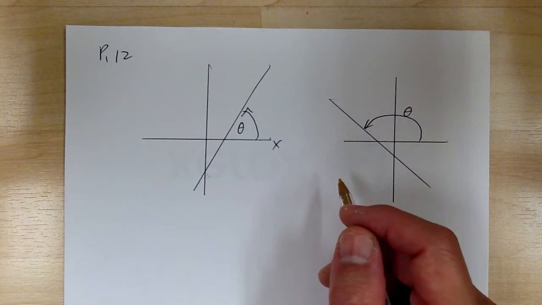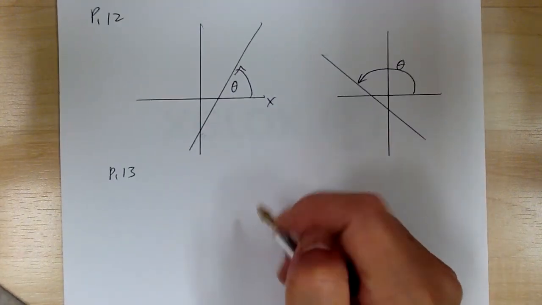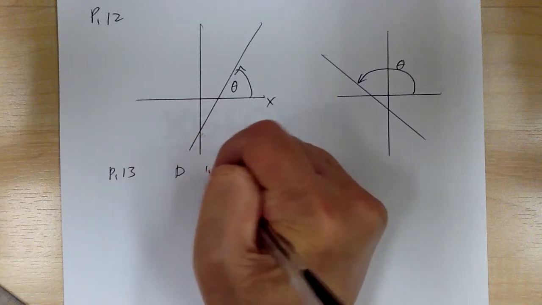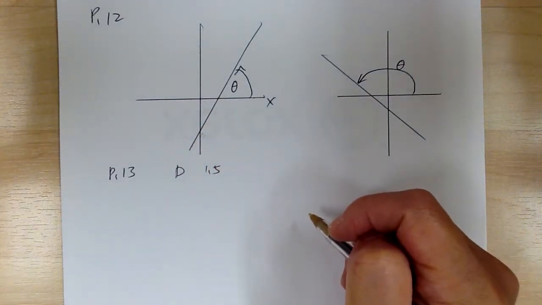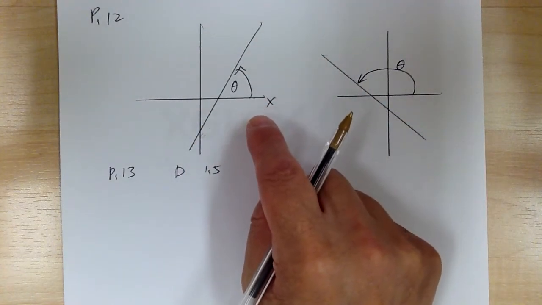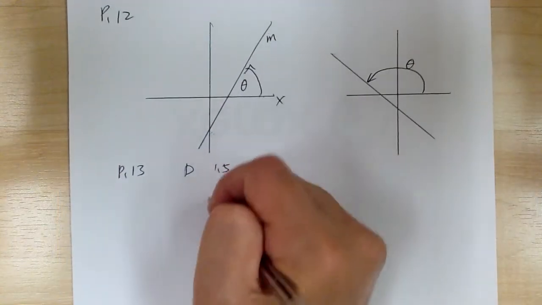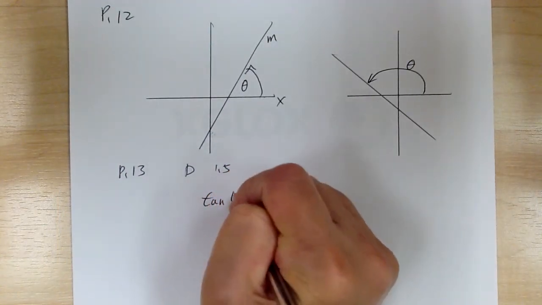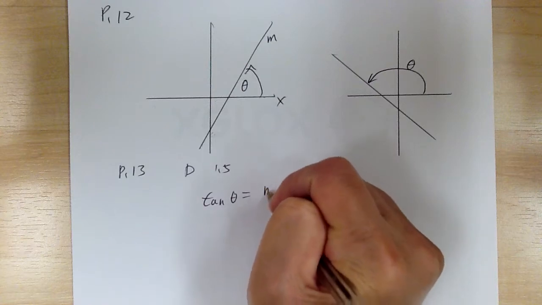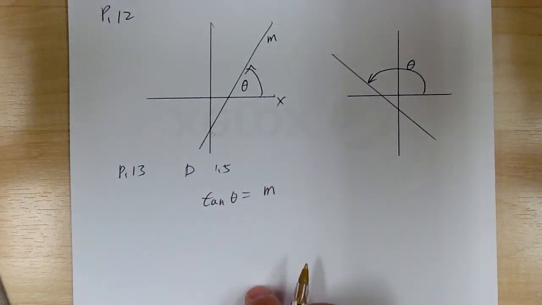And the next one, if you look on page 13, the definition 1.5, the slope. The slope of the line is the tangent of the inclination. So basically, what it's saying is that if you have a line, tangent theta is equal to the slope. Okay, so that's what it's saying, definition 1.5.